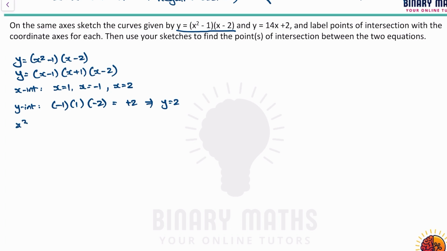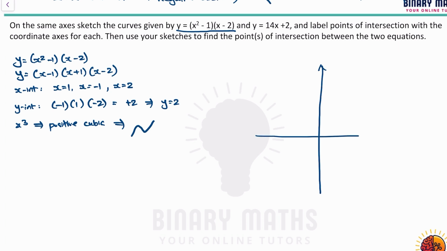I get x cubed from this, which implies it's a positive cubic graph. So it's going to start off at quadrant 3, end up at quadrant 1. Okay, if I do a rough sketch of this one: minus 1, 1, and 2. The y-intercept is at 2.